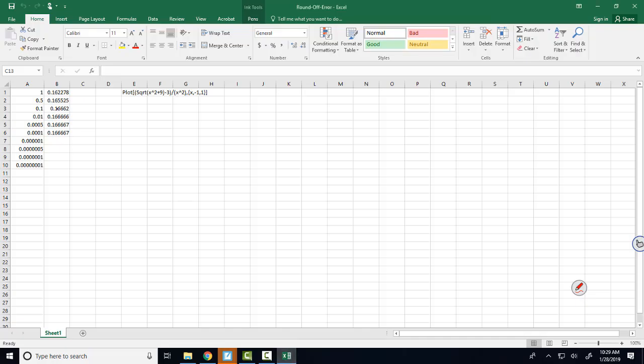Okay? Here I'm plugging in x values that are getting closer and closer to 0, and it seems to me that the y values are getting closer and closer to, looks like the fraction 1/6, right? And in fact, that's true. The answer to this is 1/6.